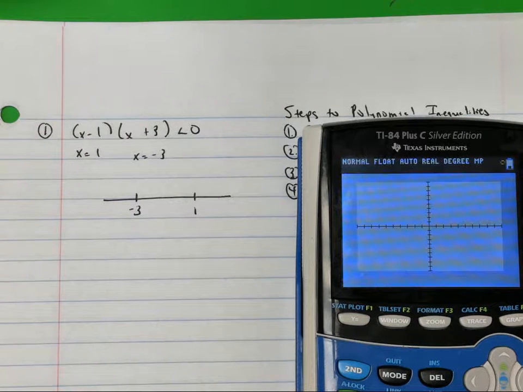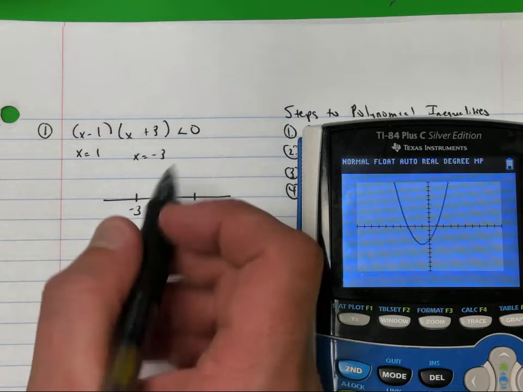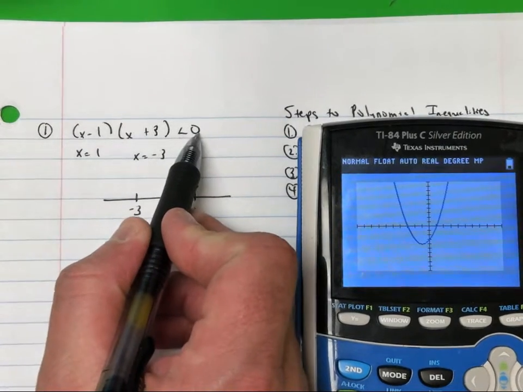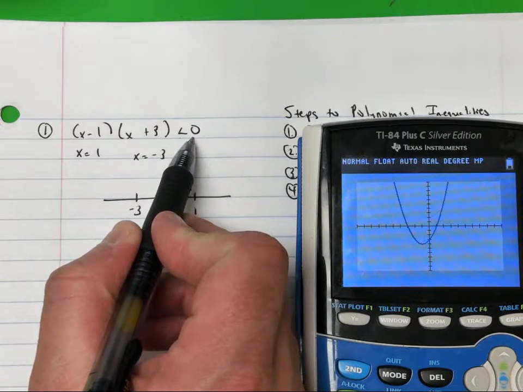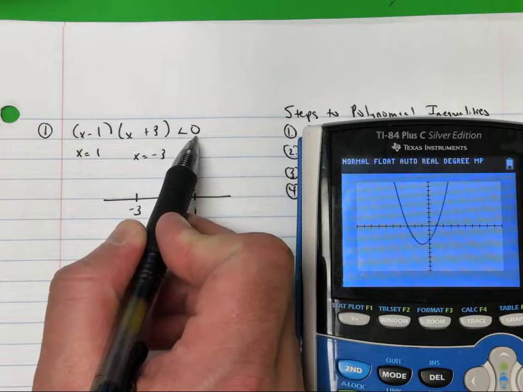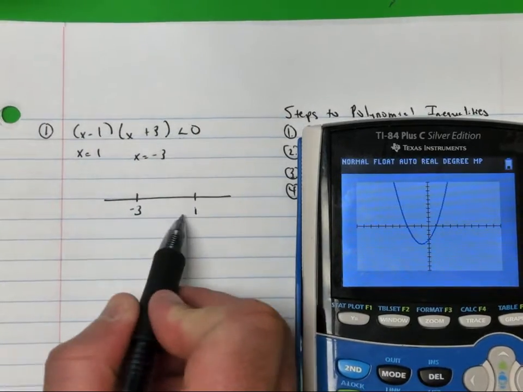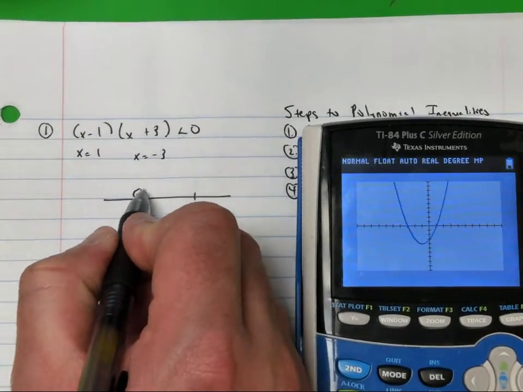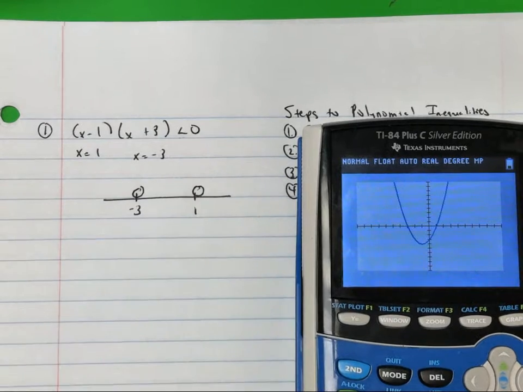Graph. It should cross at negative 3 and 1, which it does, because those are your zeros. Now, before we start looking at our graph, let's think about it a minute. Since this is less than 0, it's not less than or equal to, would you include these numbers in your answer? No. So that's why I'm going to put an open dot. That means it's not included on the 2 numbers right there.